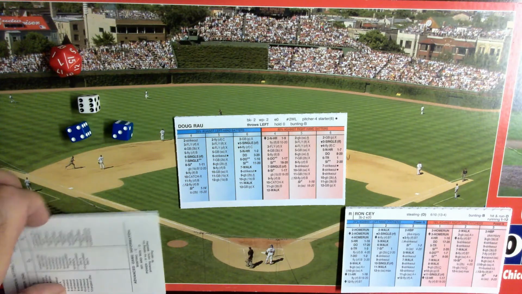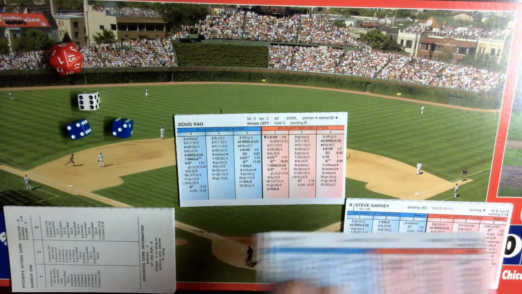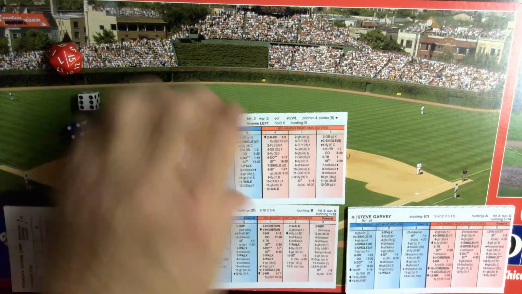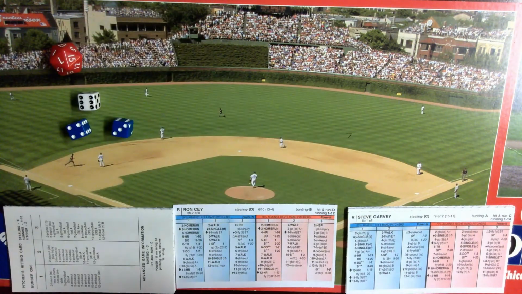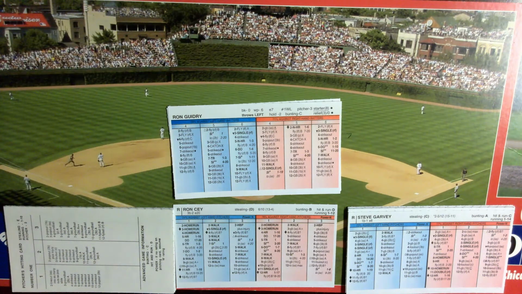Guidry's allowed 2 hits, along with the 3 runs, and has 1 strikeout. 2 of those runs are earned. So here's the pitch from Guidry. That's a 5 and a 6 against a right-handed batter, and that is a strikeout. So one down for the Dodgers in the bottom of the fourth.